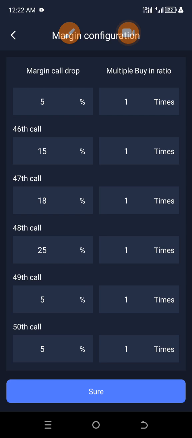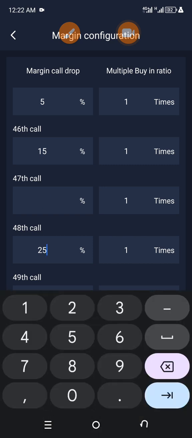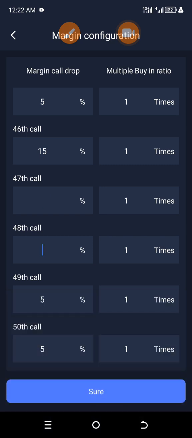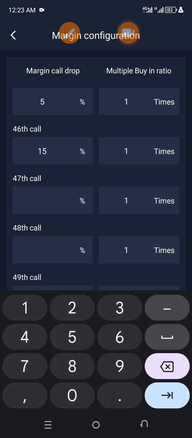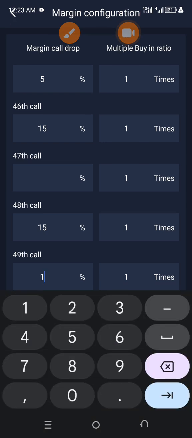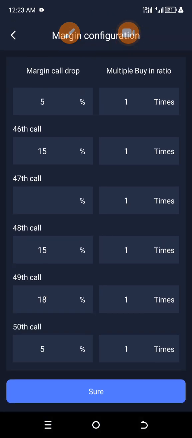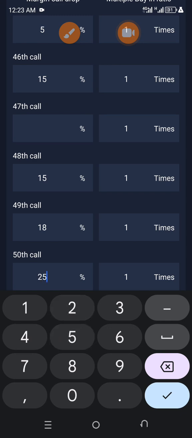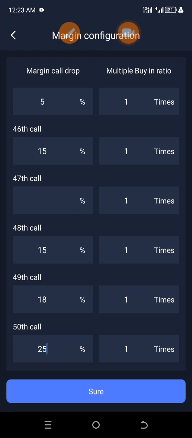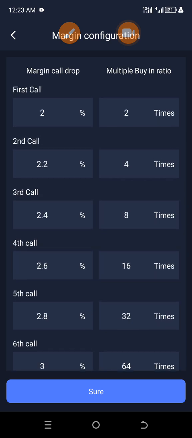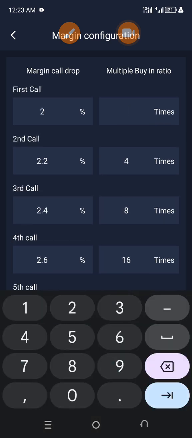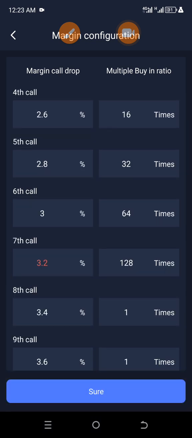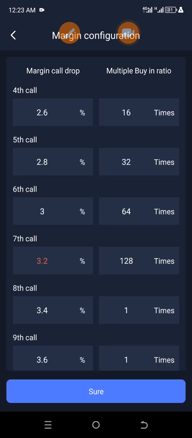But the last one, let me see. Okay, so the last three, I was talking about the last three. Let's make them 15, 18, and then 25. Okay, 15, 18, 25. I think that's good. Now you're going to come here on your right hand side. Okay, so you are going to do the one on the left to the bottom.